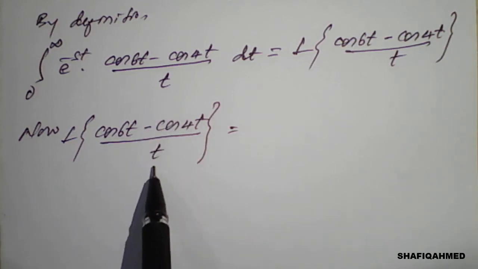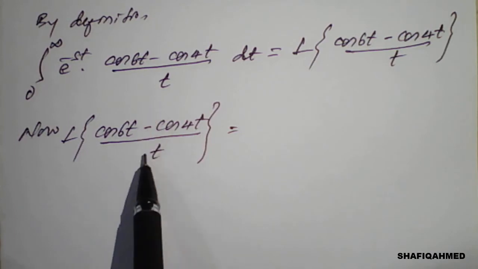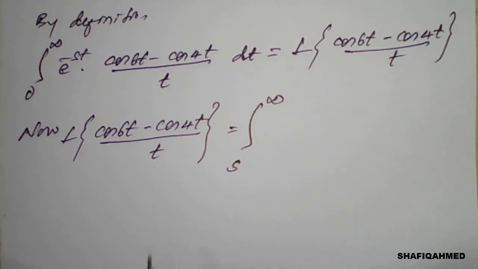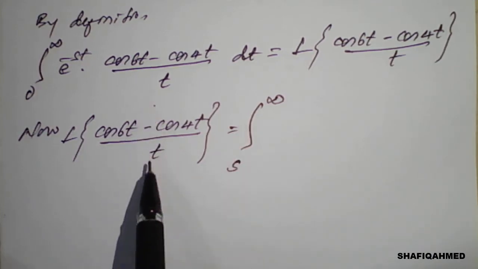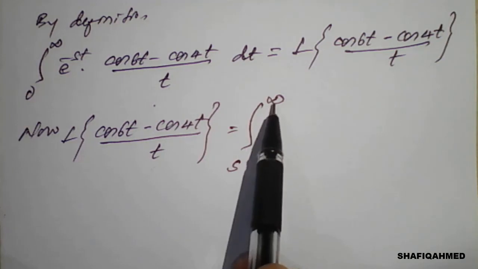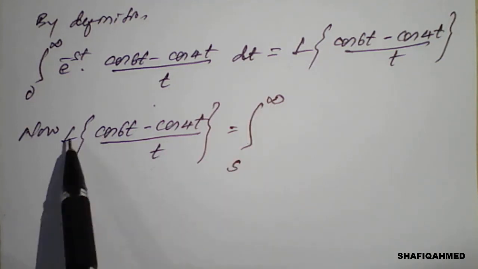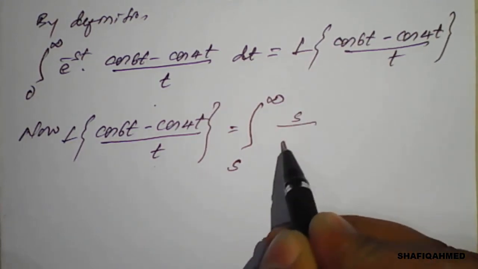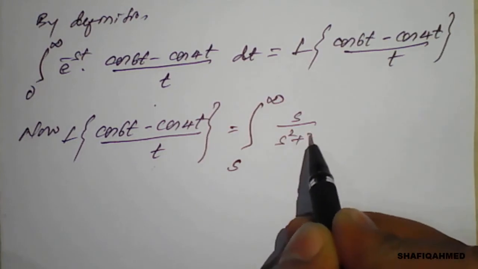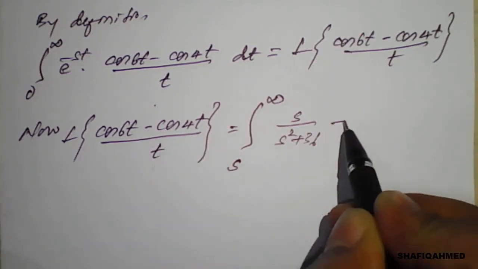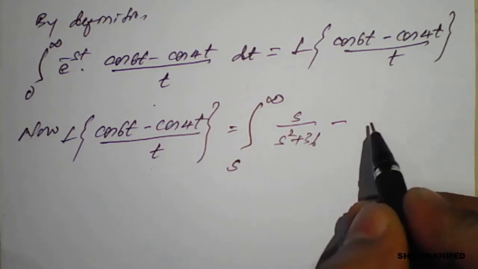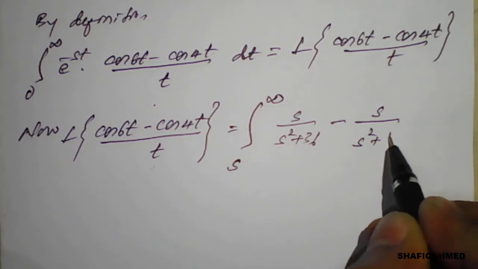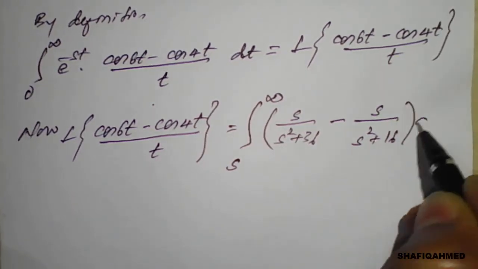Because of 1 upon t, it will be integration from s to infinity. This is completely different. Because of 1 upon t, it is integration of s to infinity, and Laplace of cos 6t will be s divided by s square plus 6 square, which is 36, minus sign. Laplace of cos 4t will be s divided by s square plus 4 square, which is 16, into ds.